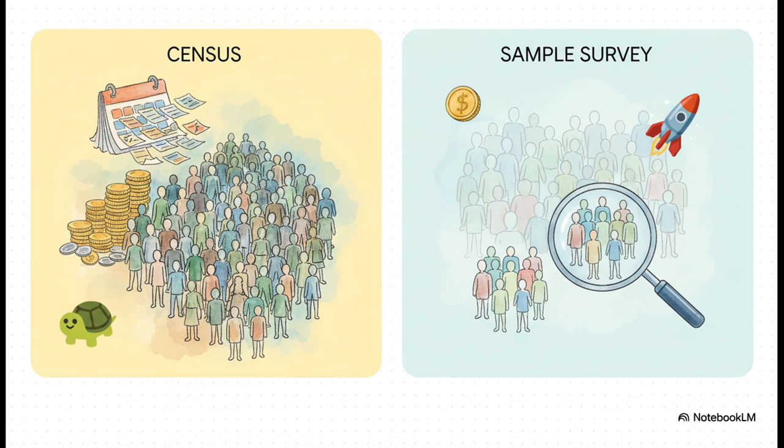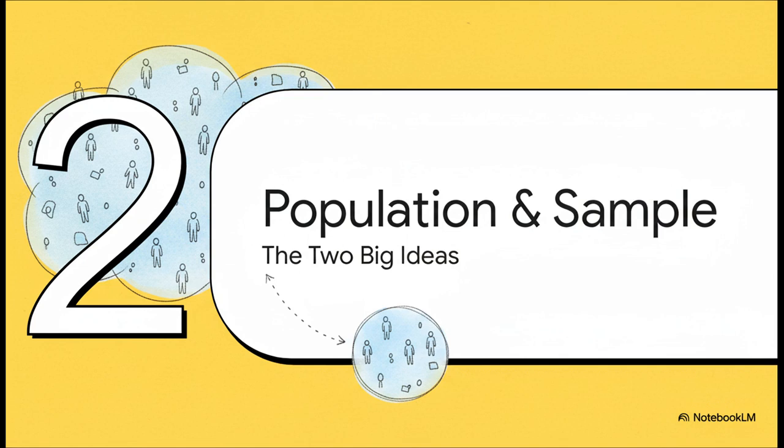So check this out. What we're looking at here is a classic trade-off. On one hand, you've got a census. It aims for perfect accuracy by studying every single person or thing. But the cost, both in time and money, can be just astronomical. On the other hand, you have the sample survey. Here, we're only looking at a small slice, a part of the group, which makes it way more efficient and practical. This is exactly why it's the go-to method for pretty much every industry you can think of. So if a full census is basically off the table most of the time, what's the elegant solution that statisticians came up with? Well, it all boils down to these two incredibly powerful connected ideas, the population and the sample.